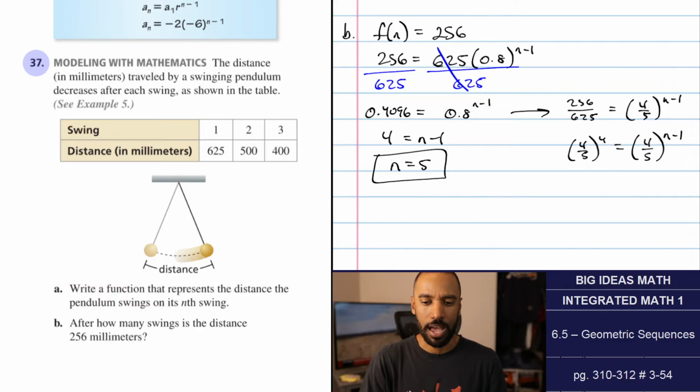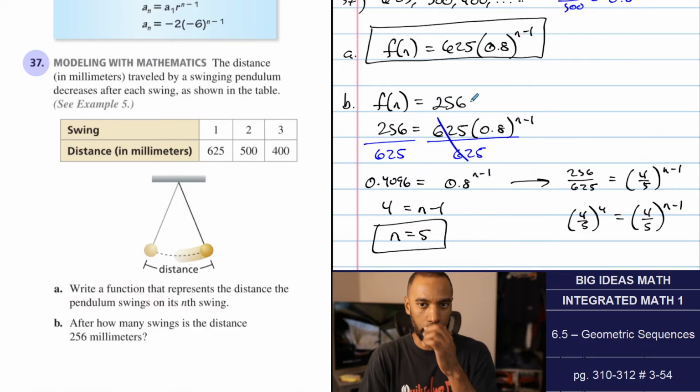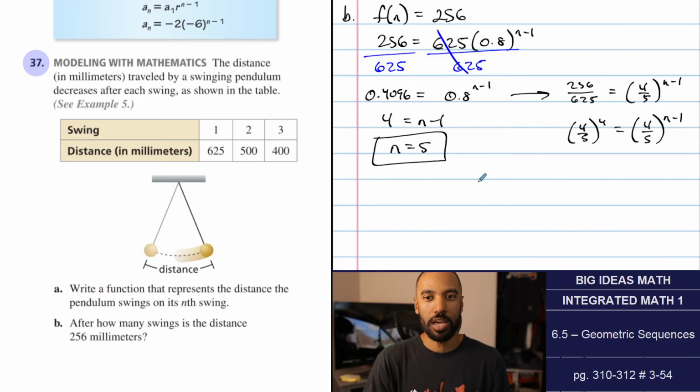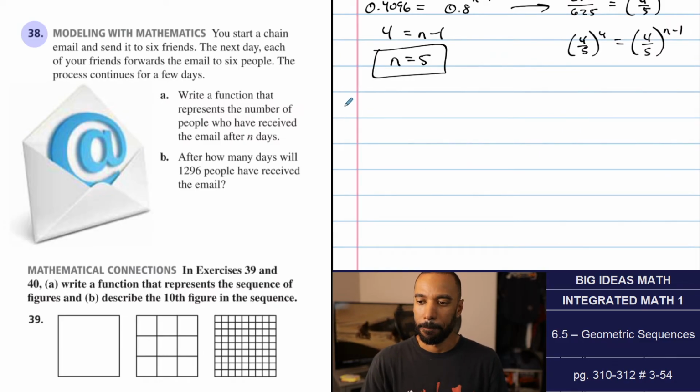Now, on a graphing calculator, what I probably would have done was set y equal, well, just like you see here, y equals this and y equals that, and find out where they intersect, and you get that. I'll do that for another problem. I already did this one here. Oh, I might do it on this one. Number 38.